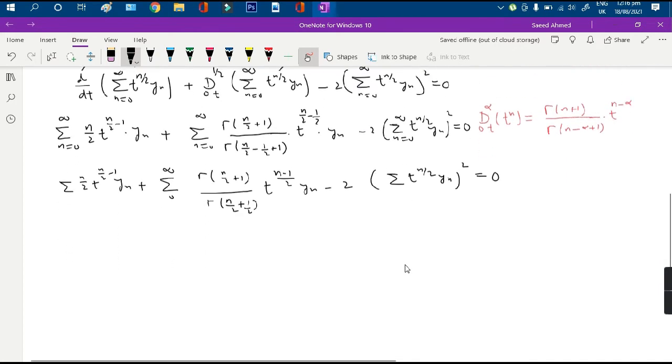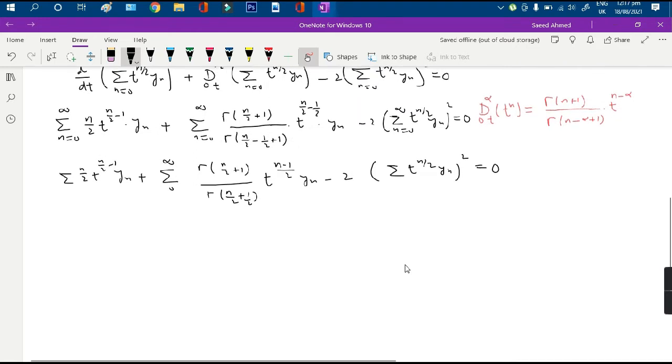Now we need to expand this series, and we can collect different terms involving the fractional powers of t. Now, expanding this series.